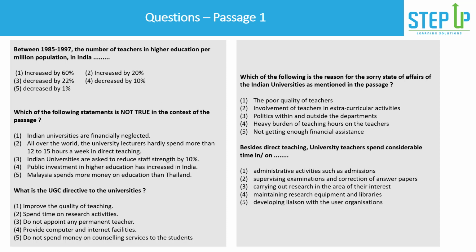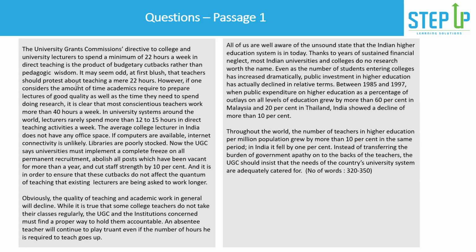Question number 1 says, between 1985 to 1997, the number of teachers in higher education per million population in India dash. It's a very simple, straightforward question, just asking what happened to the number of teachers in higher ed between 1985 to 1997. While you may remember this from the passage, I would strongly suggest you refer back to the passage instead of relying on your memory. So let's go back and see where it was written.